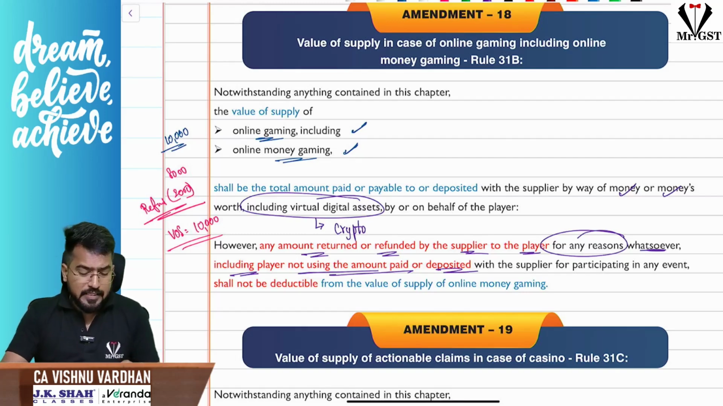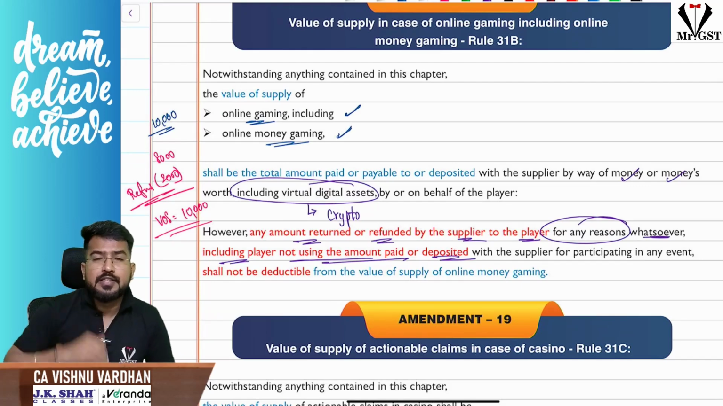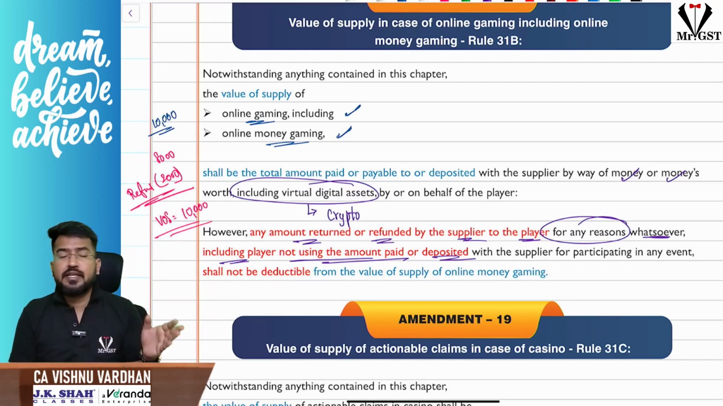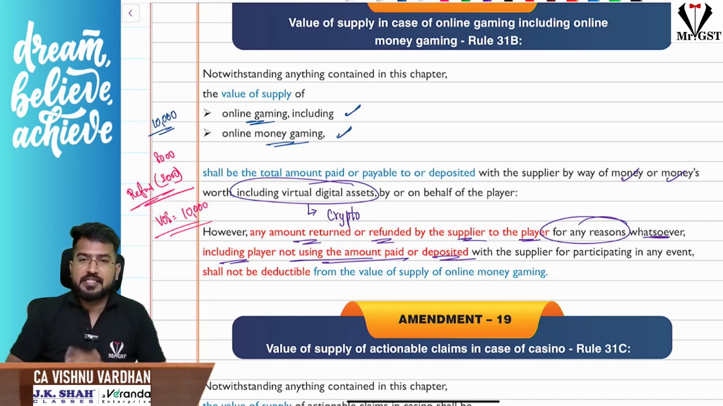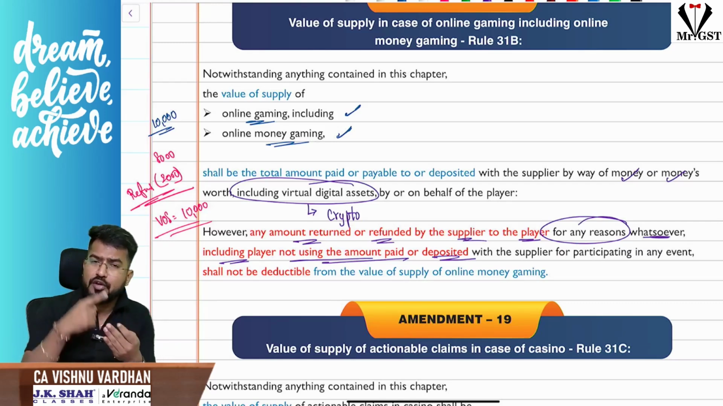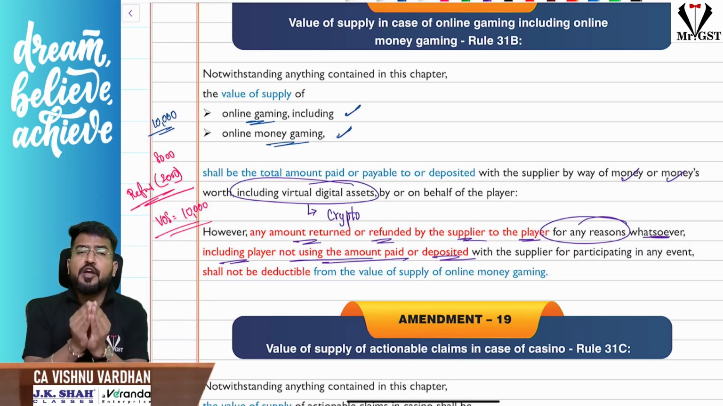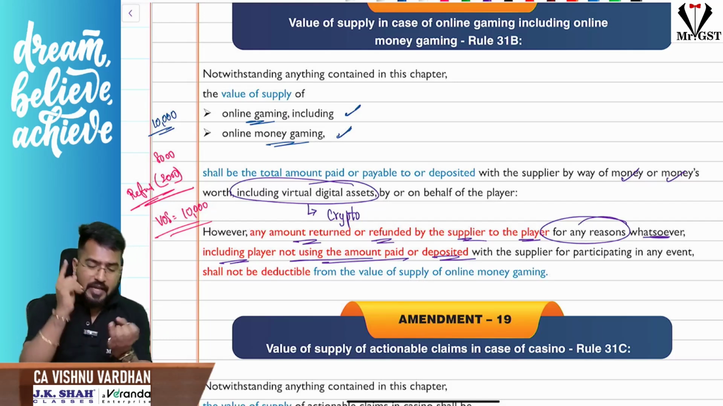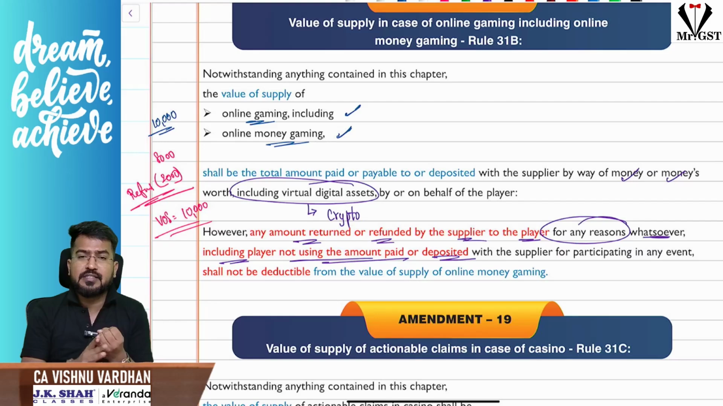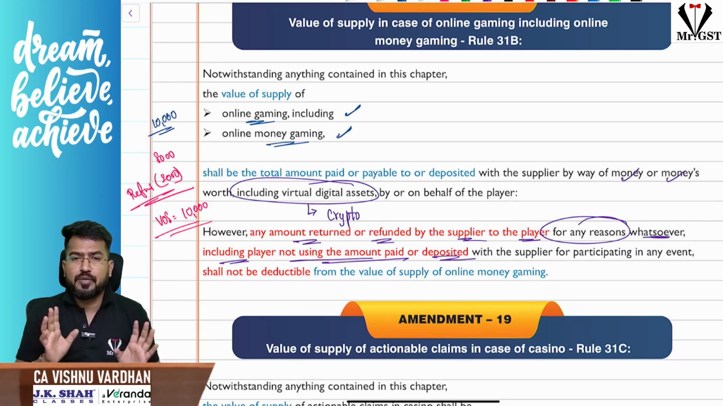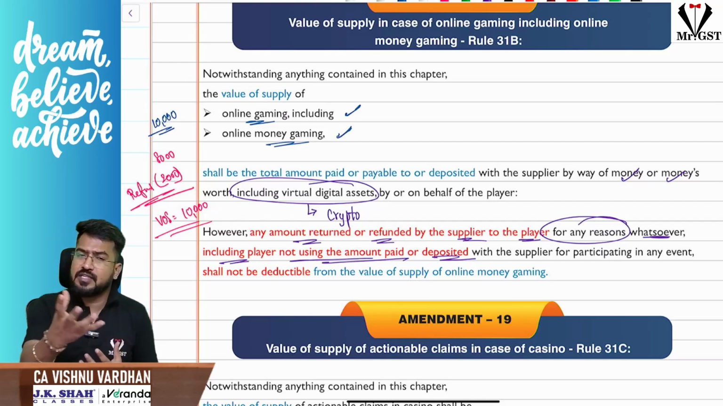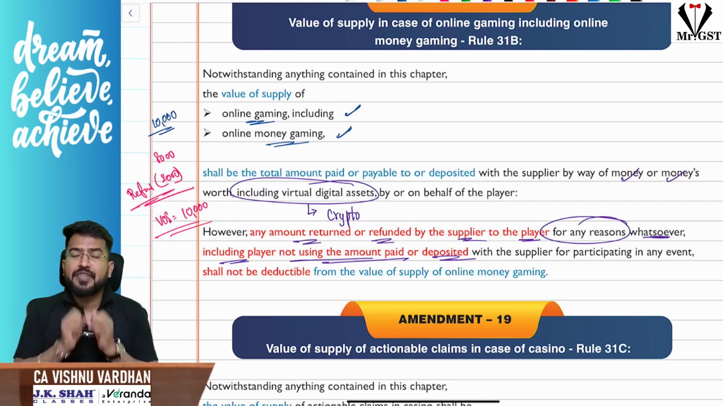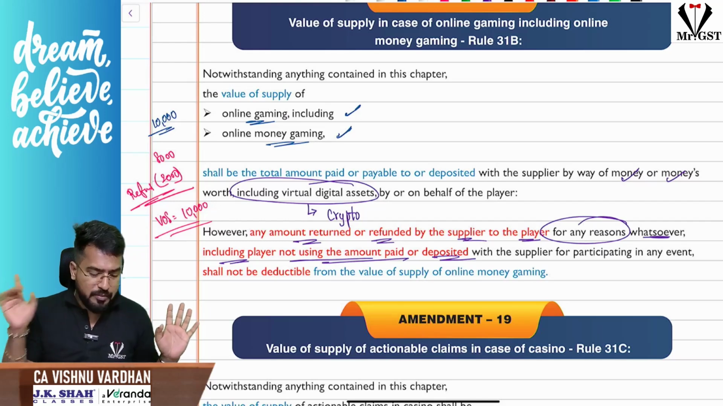Now the next one is with respect to online gaming and online money gaming, and also actionable claims in casinos, the lottery, betting, gambling, all these things in casinos. For that, what is the value of supply? Please understand, sir, whether it is online gaming, online money gaming, lottery, betting, or gambling in casinos, the value of supply shall be whatever amount you are depositing initially, either to play the game or betting, or you are buying something, coins, chips, tokens, whatever you call. Let us assume 10,000 you have deposited to buy the chips, tokens, coins. That 10,000 will be the value of supply.